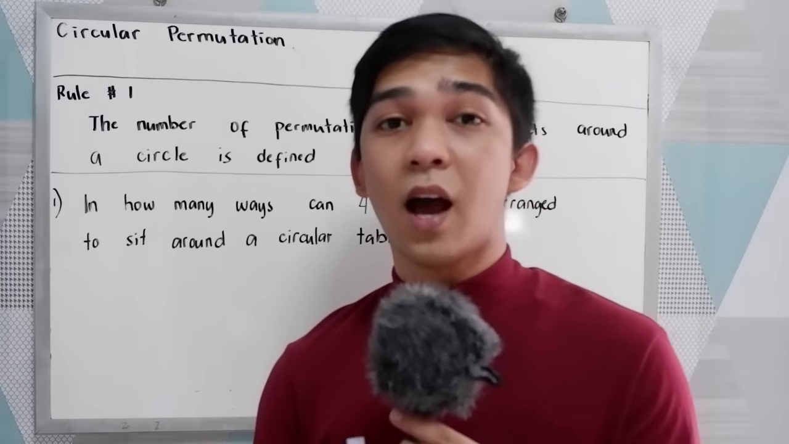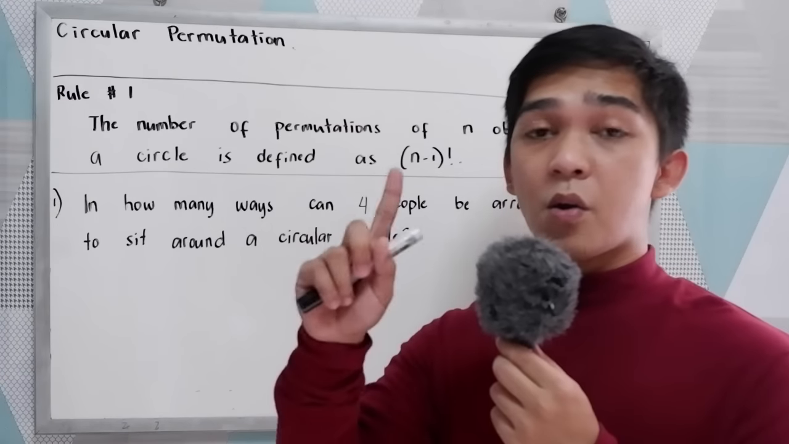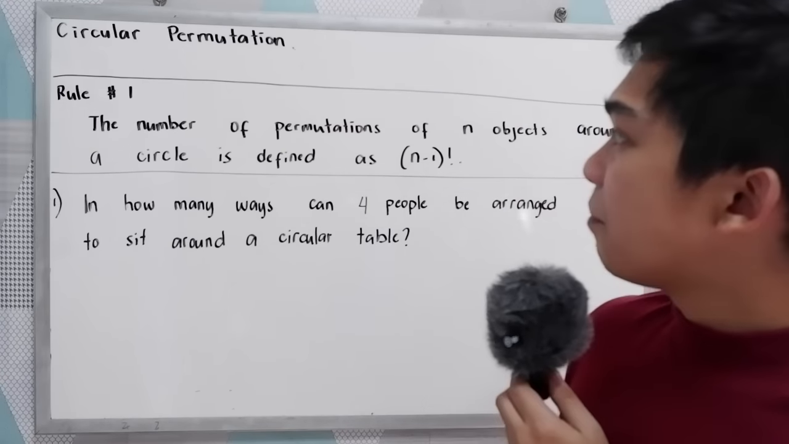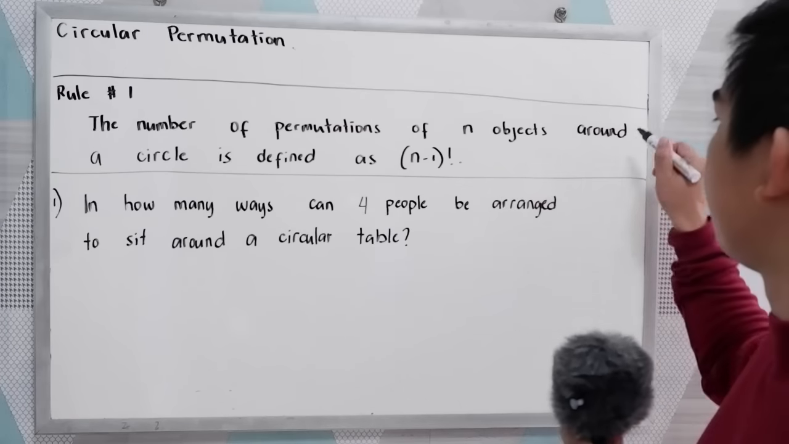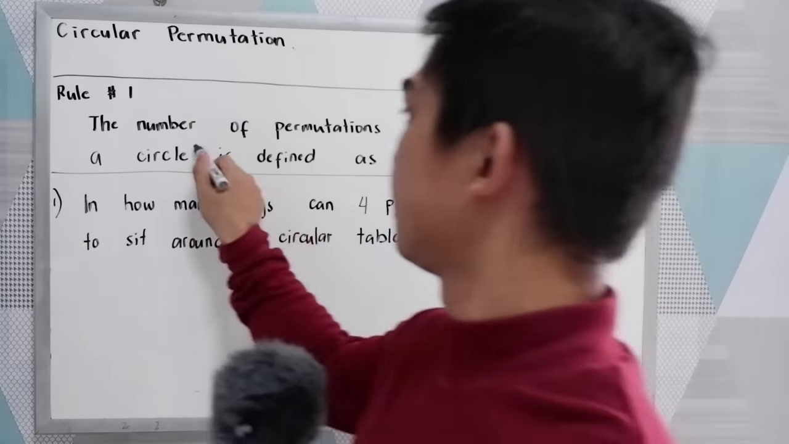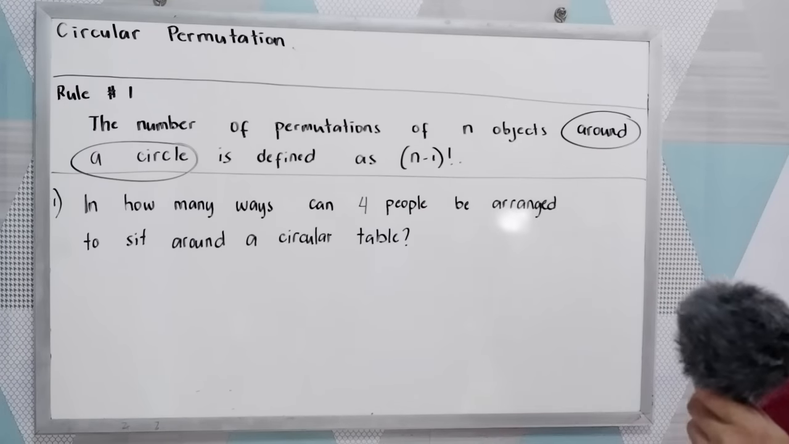Good day everyone. Today I will be discussing circular permutation. Let's have our first rule. The number of permutations of n objects around the circle is defined as n minus 1 factorial.